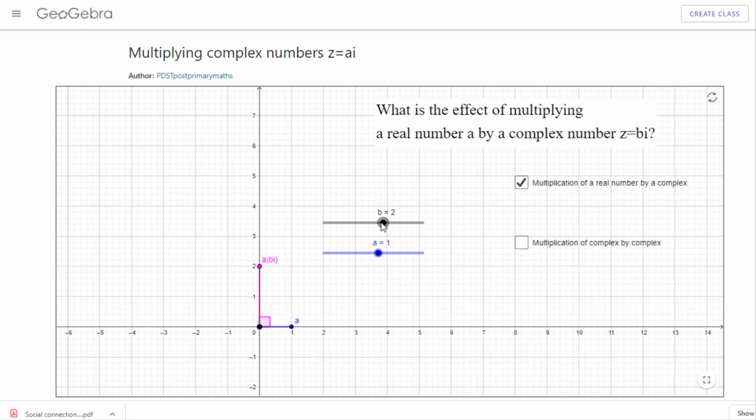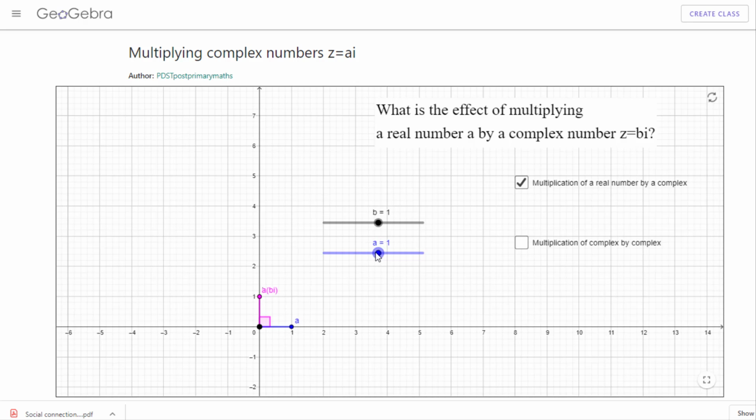The key learning here is that when I multiply by a multiple of i, there is a 90-degree rotation and a scaling by a factor of B. Students should investigate, record their own results, and draw their own conclusions. It is also important that students consider the cases where A or B are negative.